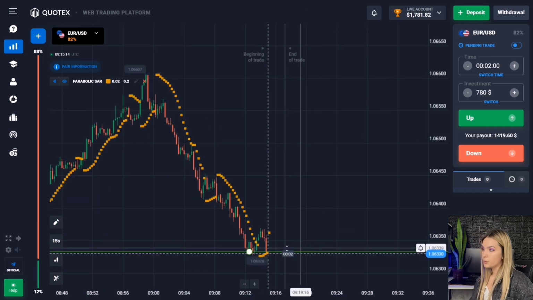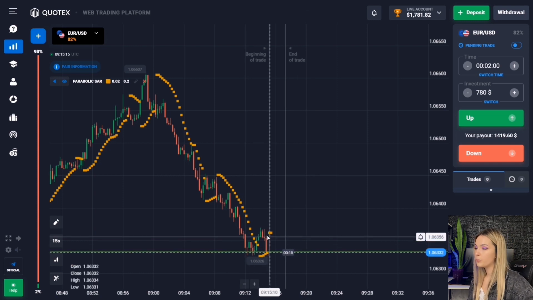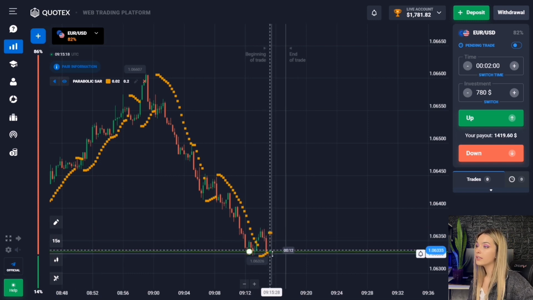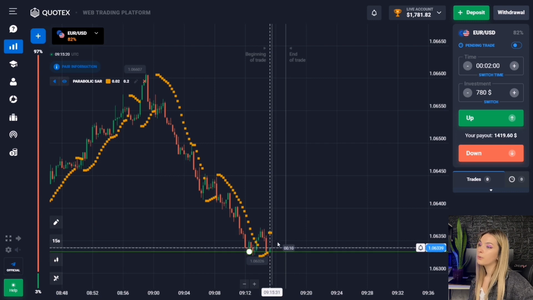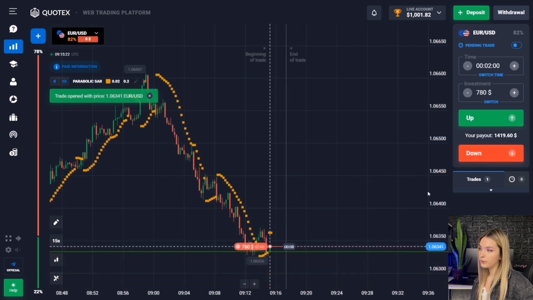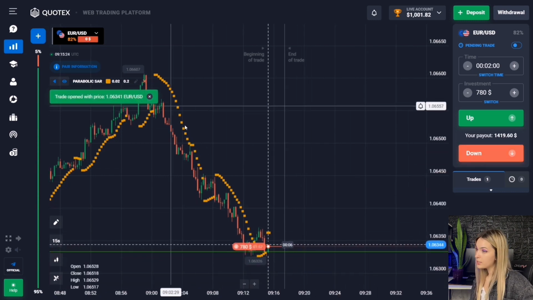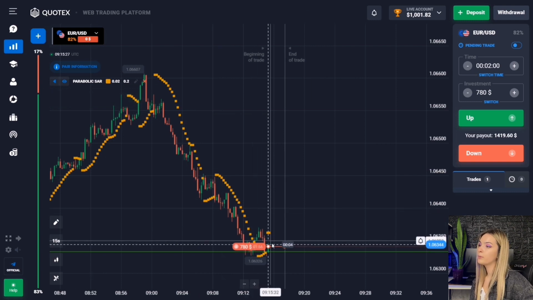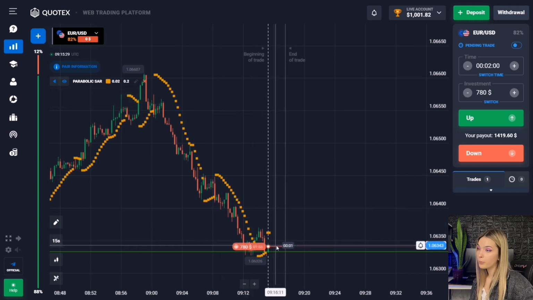Here we see the level of support. We also see that after pullback the price turned around and came back to our level. There is a kind of compression. Here we'll open a deal for 2 minutes to go down. The price has an excellent potential for a decline. It is more likely that this level will be broken, and the indicator also confirms our entry point.